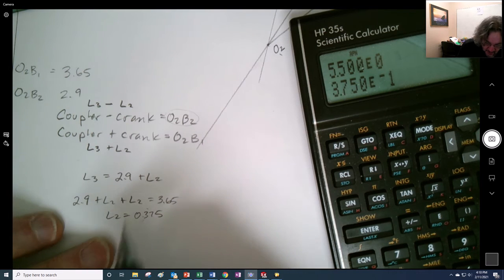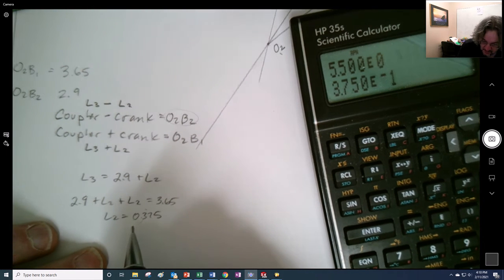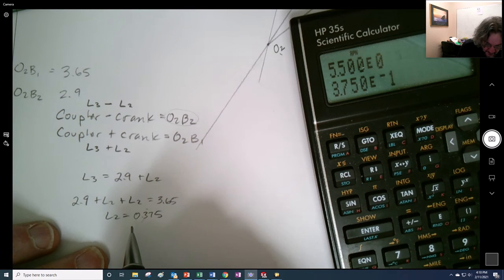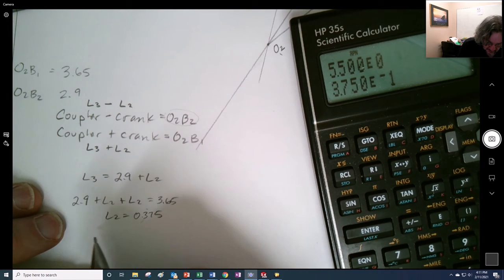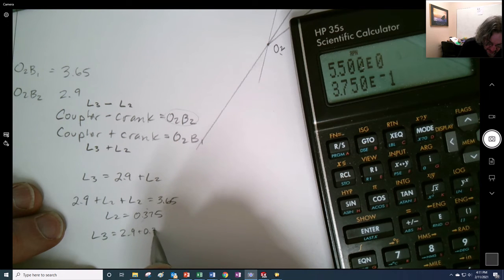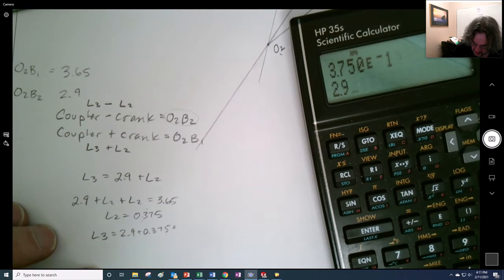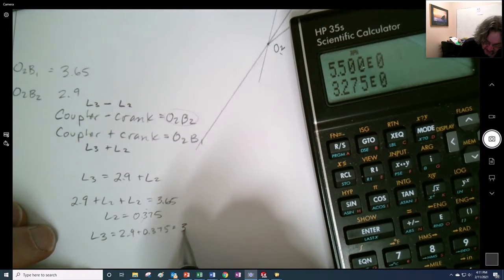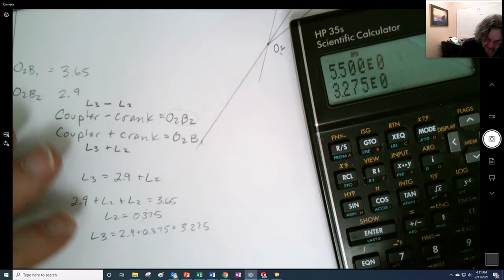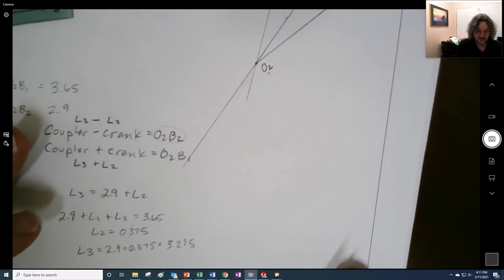That's pretty small. I wonder if I did anything wrong. And therefore, L3 is going to be equal to 2.9 plus 0.375, so it's 3.275, right? That's one choice we can make.